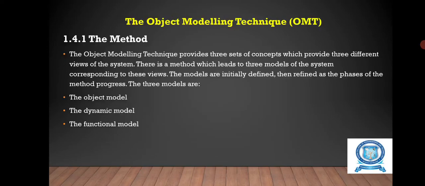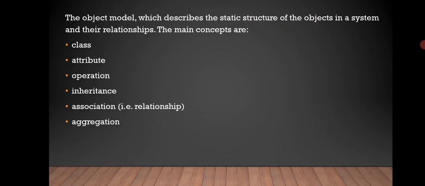And now let us see the object modeling technique. We shortly call it OMT. It provides 3 sets of concepts which have 3 views of the system. There is a method which leads to the 3 models of the system corresponding to these views. The models are initially defined and refined as the phases of the method progress. The 3 models are the object model, dynamic model, and functional model.